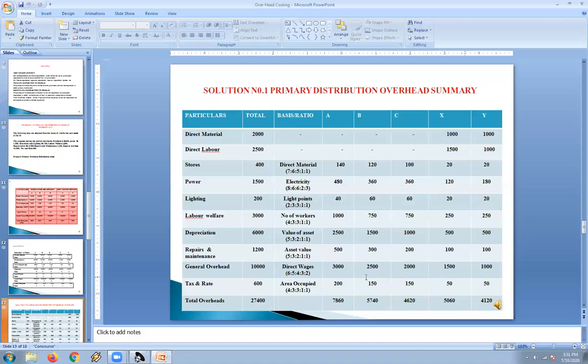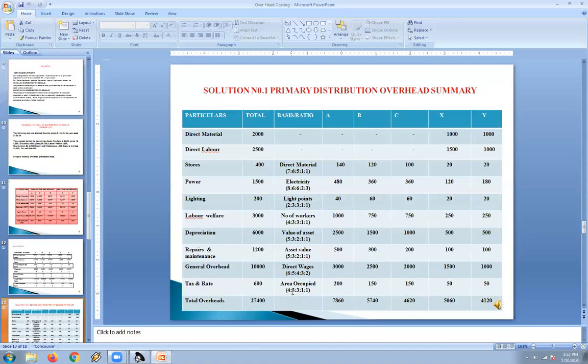General overhead, where 10,000 is the total value, we have to allocate on the basis of direct wages. The ratio is 6:5:4:3:2. The values we have all calculated and written. Then there is a tax rate of 600 rupees. It has to be allocated on the basis of area occupied.